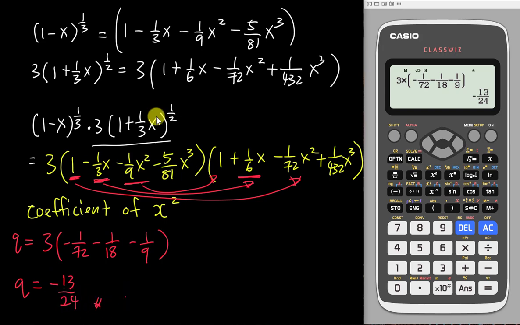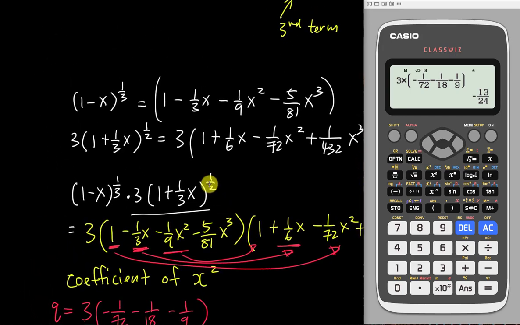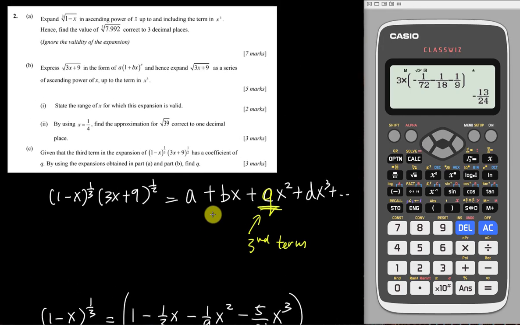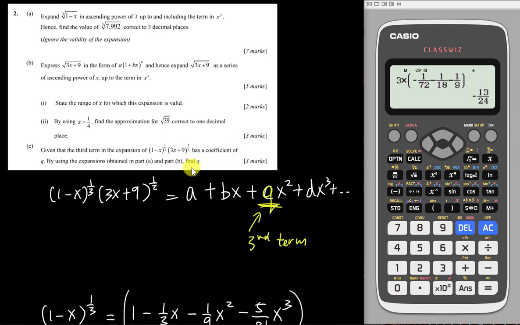Alright, so I hope I didn't make any mistake for this video, because this video is super long. So therefore they asked us to find the value of q, and I think I just did, which is negative 13 over 24. Alright, so I hope this super long binomial expansion video actually can help you understand better how to solve this kind of matriculation level, or I can say pre-U level, binomial expansion question.